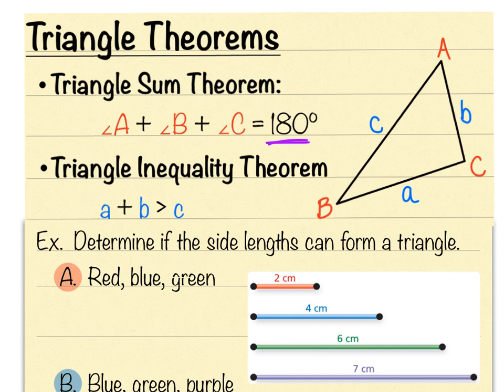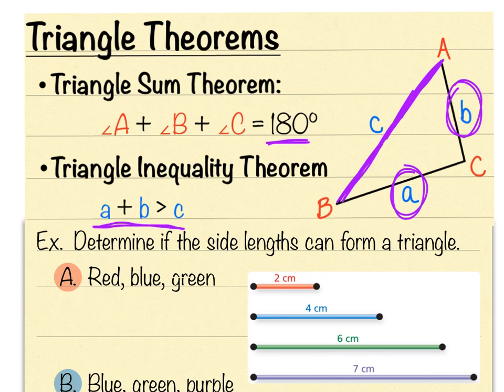And so this formula here, a plus b has to be greater than c, is referring to the side lengths of the triangle. So basically, the two shorter sides of a triangle have to add up to be greater than the longest side. So you can see side A and side B are the two shorter sides, where side C is the long side of the triangle. And so whatever A and B measure, they must add up to be longer than what C is.